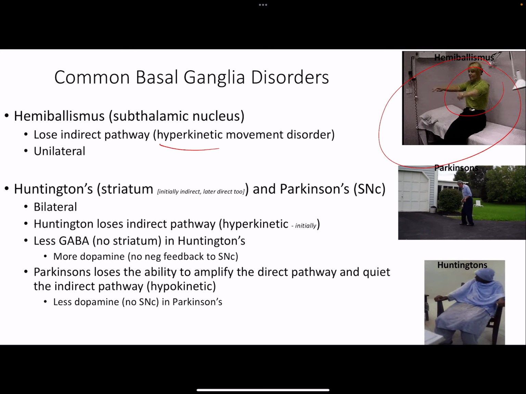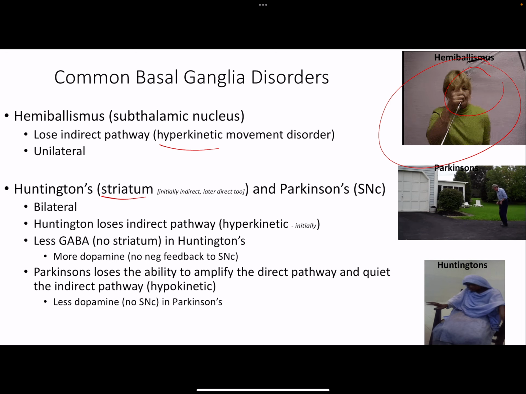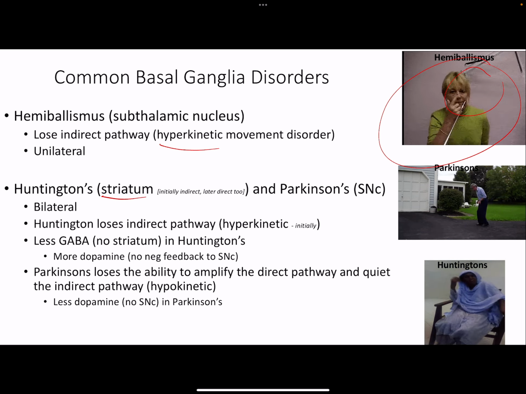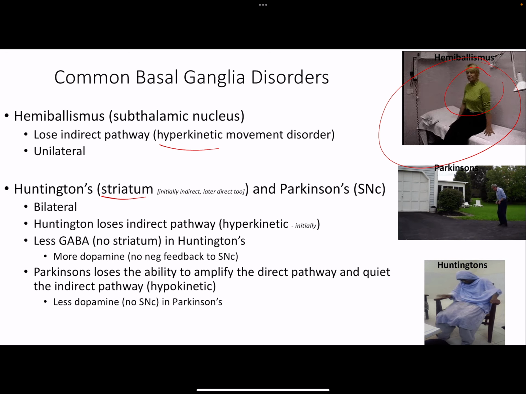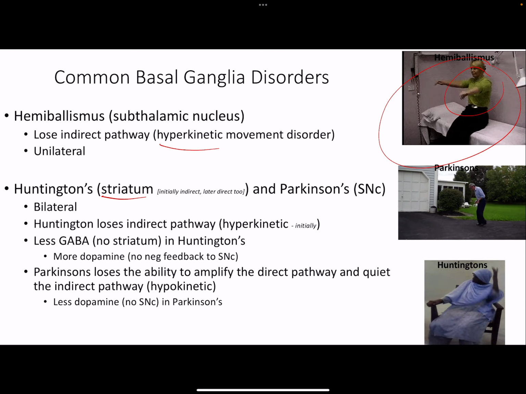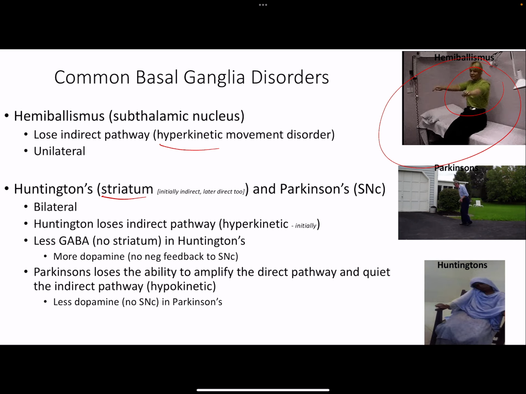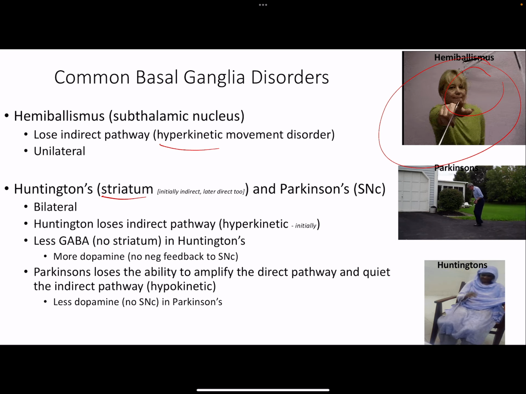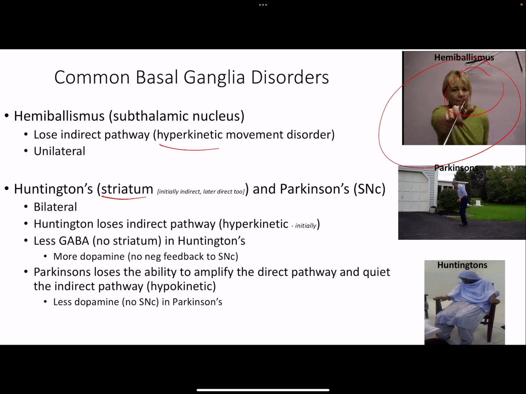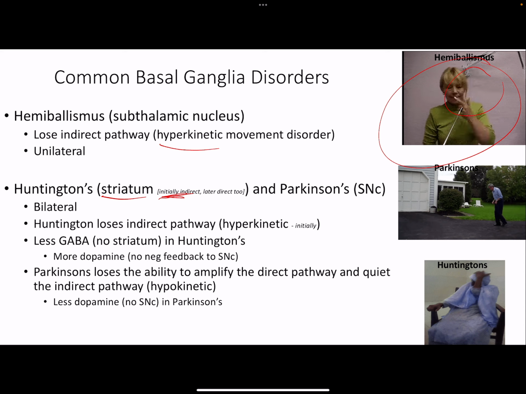Now, Huntington's is the striatum. Now, remember, the striatum is Peter Dinklage. He's a nice guy. He's just trying to make the best course of action. So sometimes that's the direct pathway and sometimes that's the indirect pathway. But for Huntington's, initially in the pathophysiology of the disease, it is going to be the indirect pathway first. Now later it's going to also inhibit the direct pathway. But again, initially it's the indirect pathway that's gone.